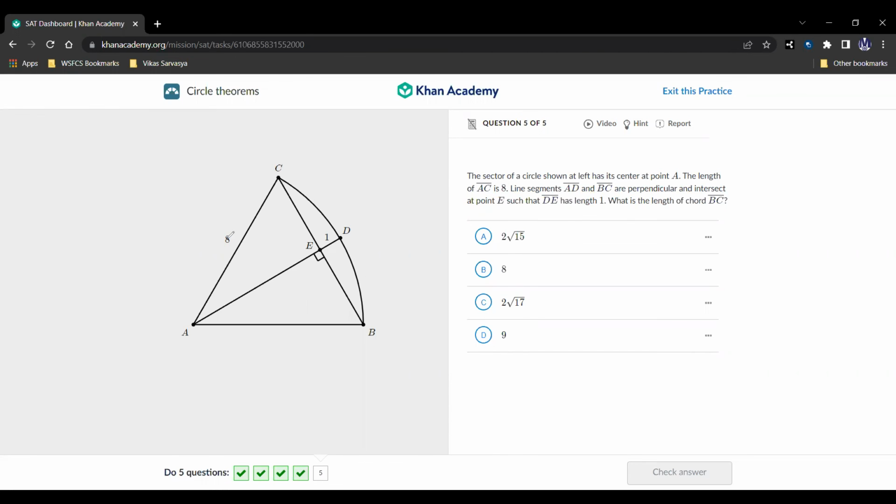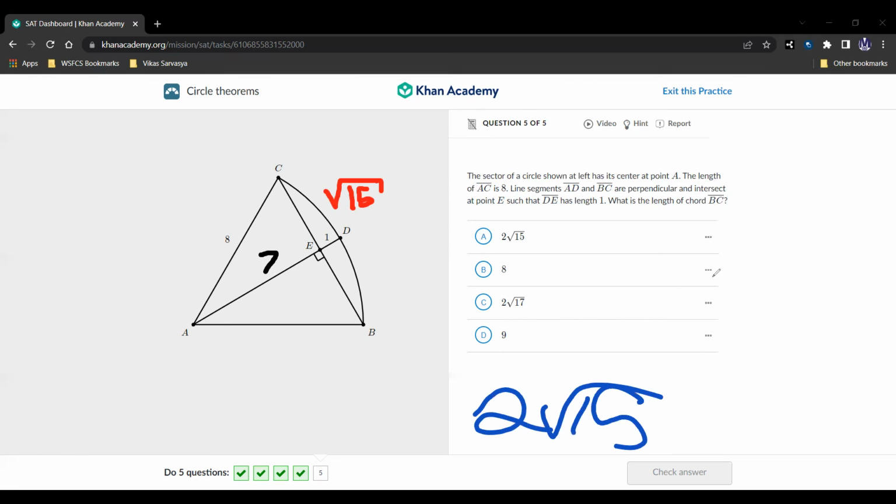All right. So this is 8, and this is the radius. So this AD is also going to be 8. And since ED is 1, then AE is 7. So by the Pythagorean theorem, we have 8 and 7. 8 squared minus 7 squared is going to be 15. So CE is going to be the square root of 15. And since CE equals EB, since E bisects CB, and we're trying to find BC or CB, we double it, and we get 2 square root of 15 for answer choice A.